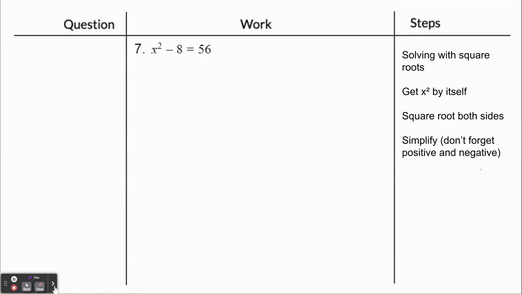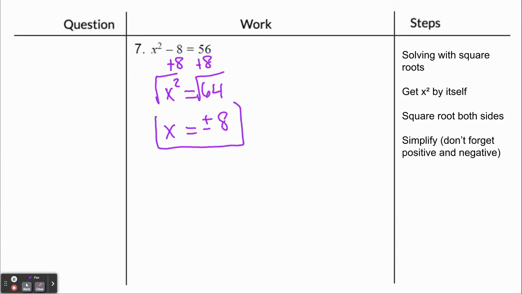So for this first one, solving by square roots, the first step that we got to do is add 8 to both sides, because if we do that, we get x squared by itself. And we have 56 plus 8, which is 64. Now, once we have x squared by itself, we can take the square root here, which gives us x by itself. And then the square root of 64 is 8. And don't forget that it's positive or negative 8. So my two solutions here, they're both real, and it's positive 8 and negative 8.